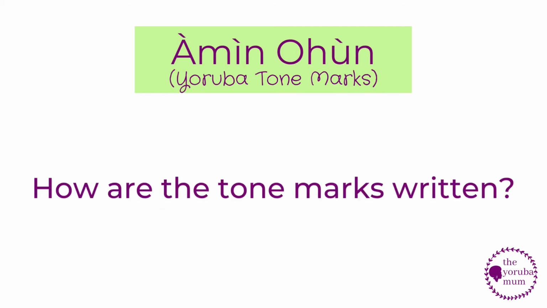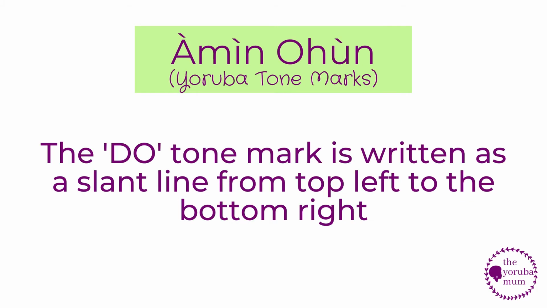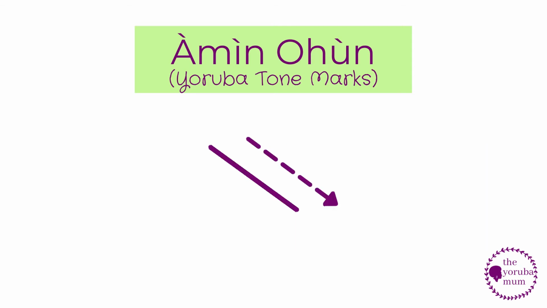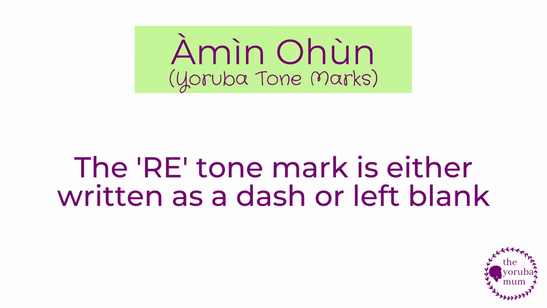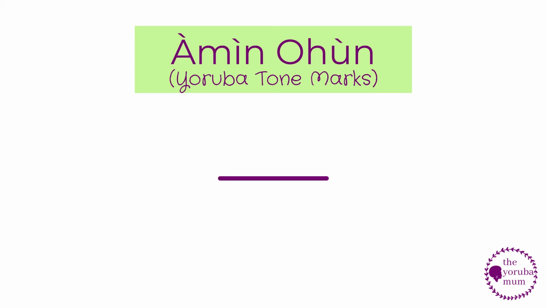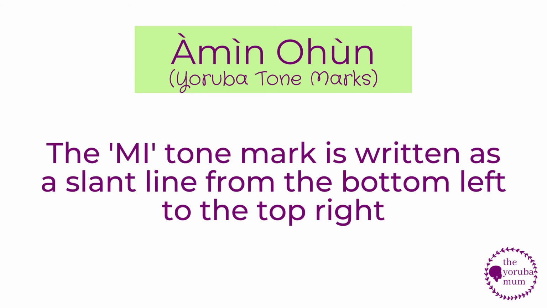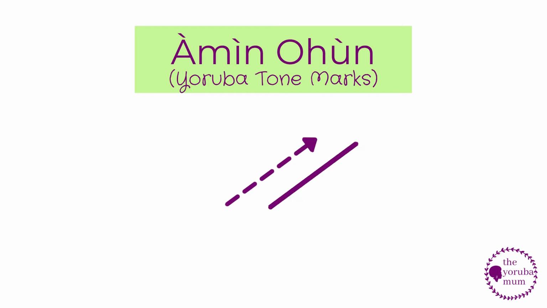How are these marks written? The Do mark is written as a slant line starting from the top left to the bottom right, like so. The Re mark is either written as a dash or left blank. So when you see a word that's supposed to have tonal marks and then nothing is written on it, it shows that the mark there is Re. Thirdly, the Mi mark is written as a slant line from the bottom left to the top right, like so.